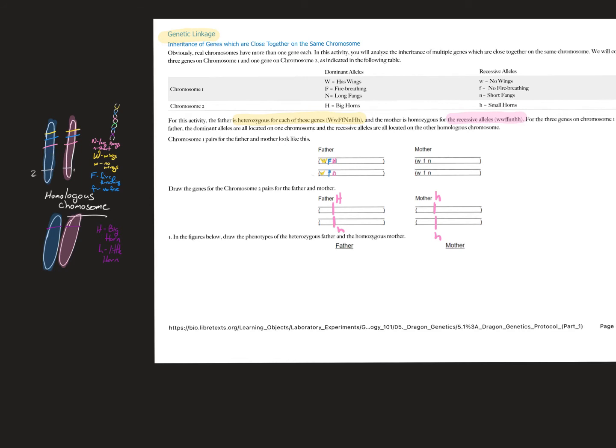So when you look at the father with the H, now the H, the big horns or small horns, is not linked. In other words, it's on a different chromosome. So remember, you can see it right here. It says chromosome number 2 versus chromosome number 1. So these are two different sets of chromosomes.